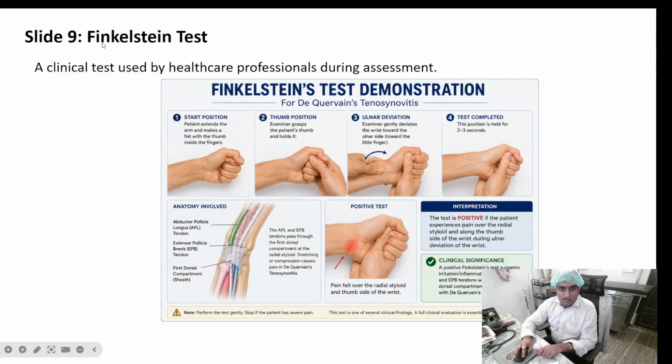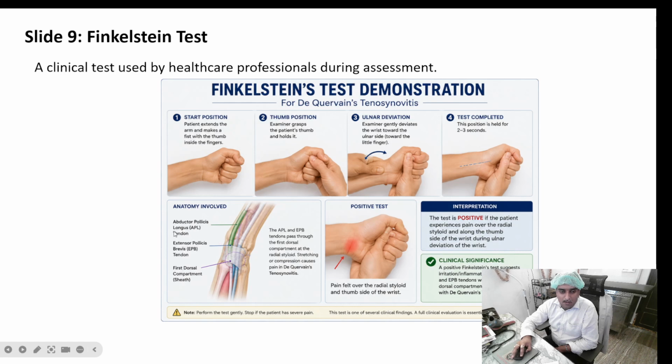So there is a test to identify whether it is there or not: the Finkelstein test, a clinical test used by healthcare professionals during assessment. Start position: the patient extends the arm and makes a fist with the thumb inside and the fingers over it. Thumb position: the examiner grasps the patient's thumb and holds it. Ulnar deviation: the examiner gently deviates the wrist towards the ulnar side, towards the little finger. This position is held for 2 to 3 seconds.